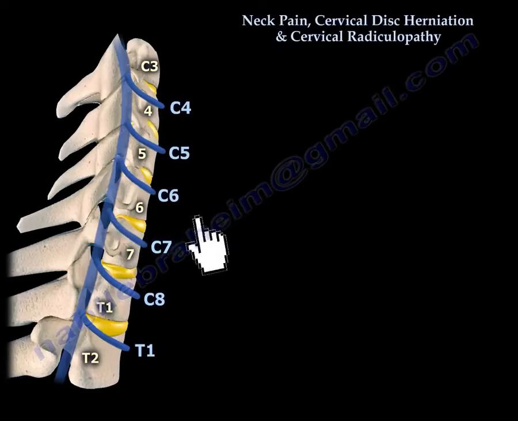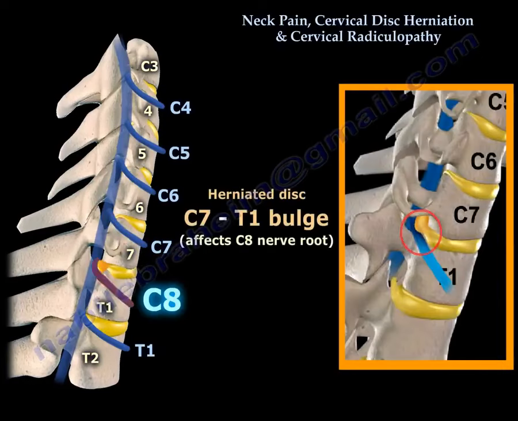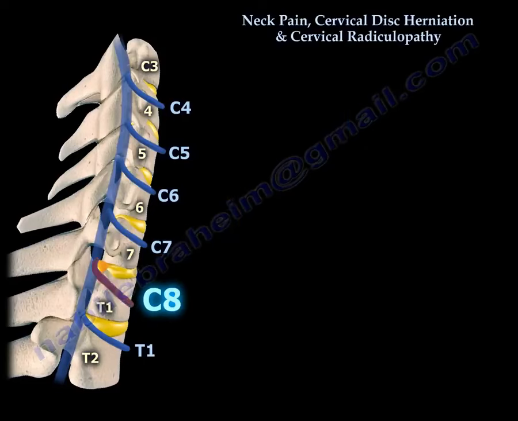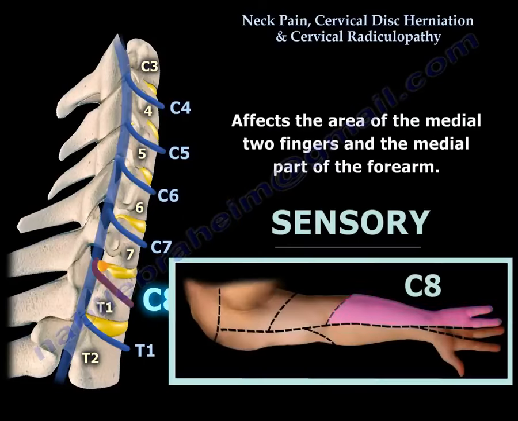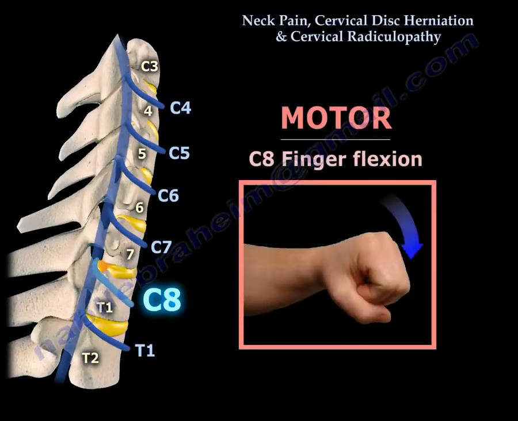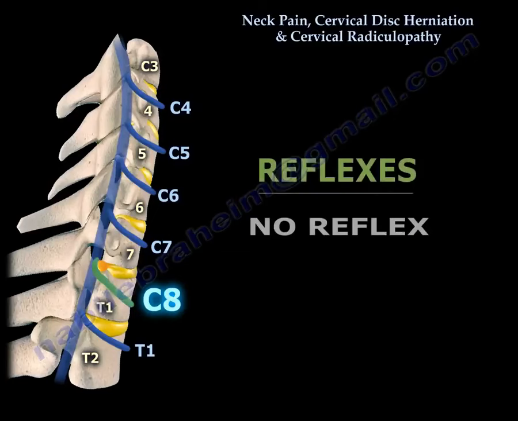How about disc herniation or disc bulge between C7 and T1? It will definitely affect the C8 nerve root. The sensory area that will be affected will be the medial 2 fingers and the medial part of the forearm, and you can see it here in the diagram. The motor power will be finger flexion. There is no reflex that can be tested for C8.